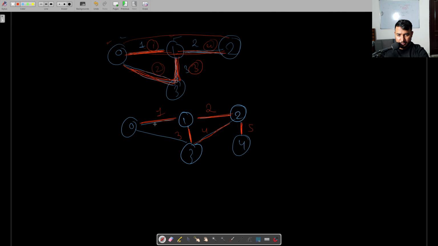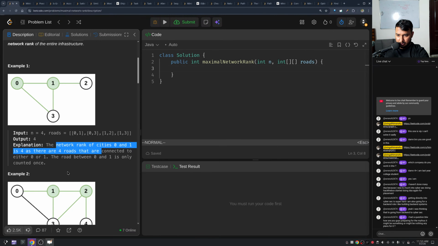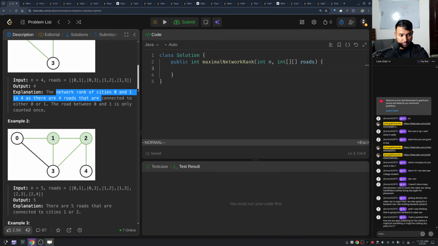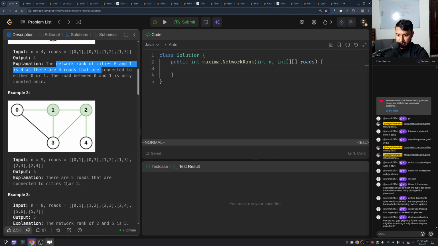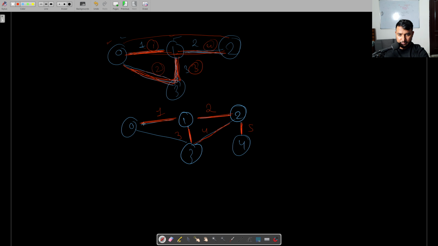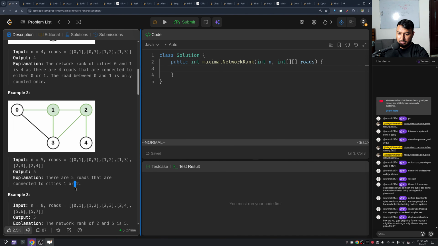And for this one, it will be 4. The roads that are connected to cities 1 or 2. So for 0 and 1, there will be 1, 2, 3, 4, 5. Okay. And yeah, for 1 or 2.